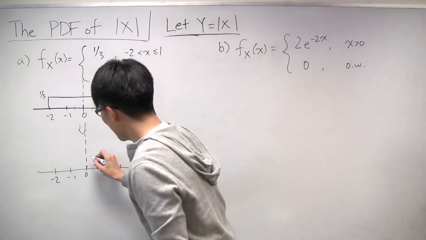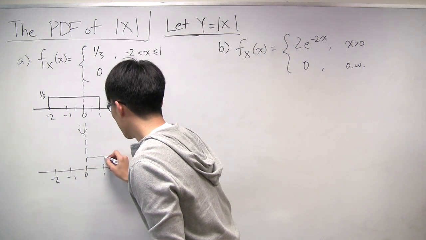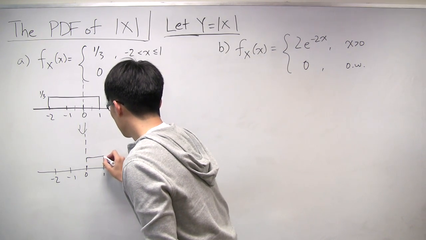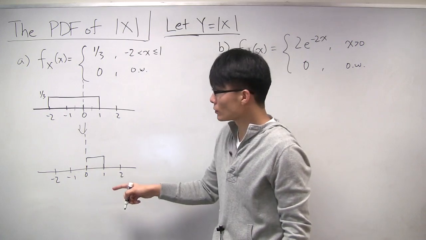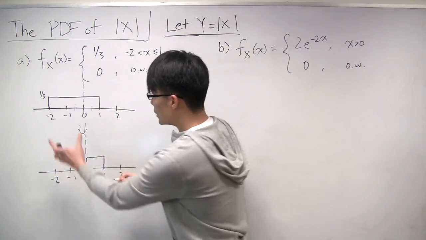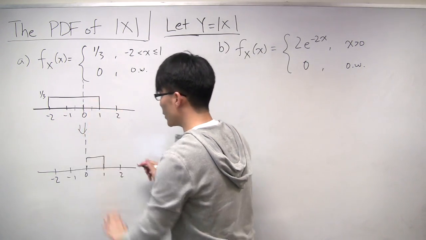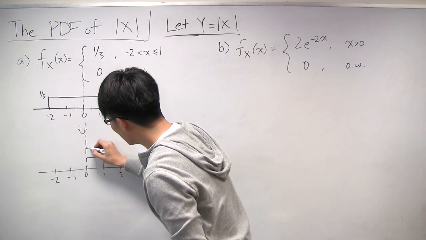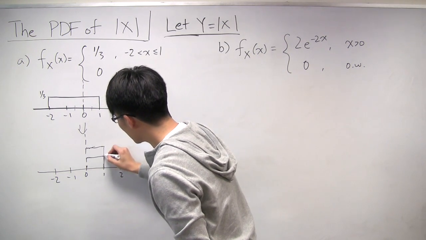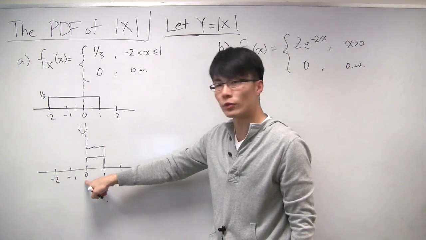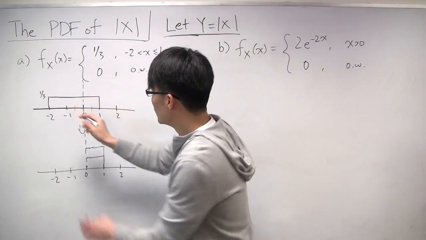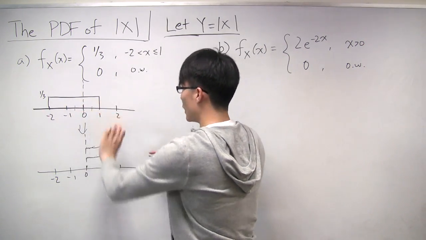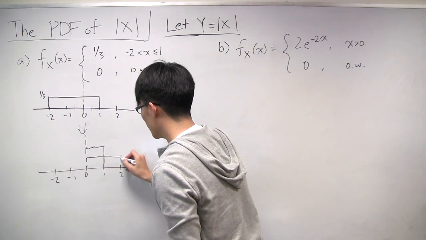So there's already a block of height 1/3 from 0 to 1. And that's from the original one. And now we take this and flip it over and drop it on top. Well, this part is going to fall on top of the segment from 0 to 1, and then this part gets flipped over and dropped over here, and it falls down here.